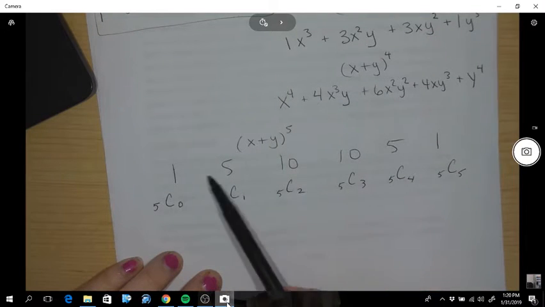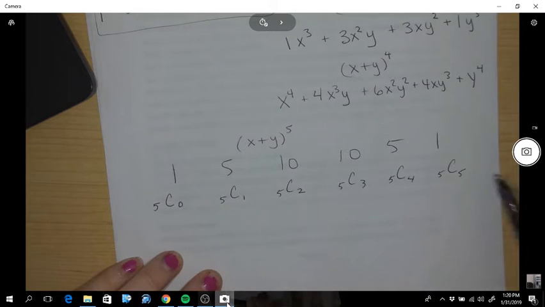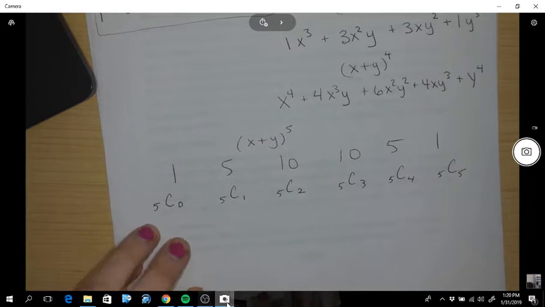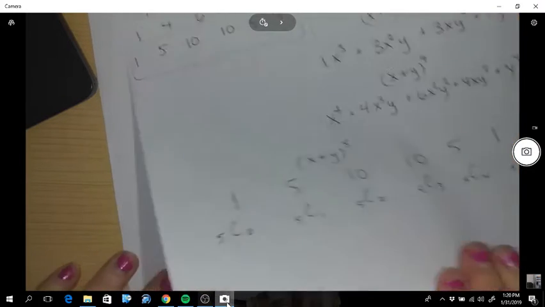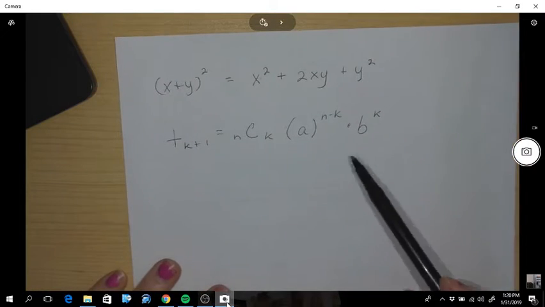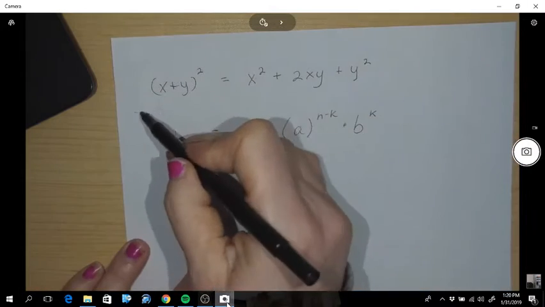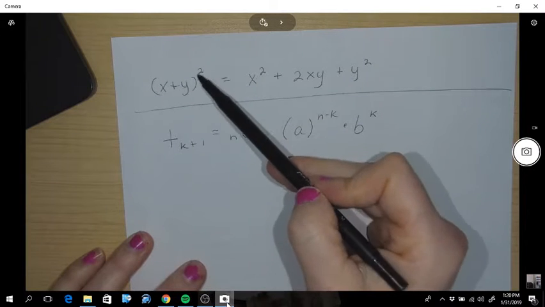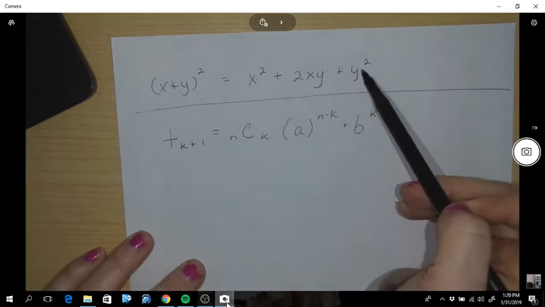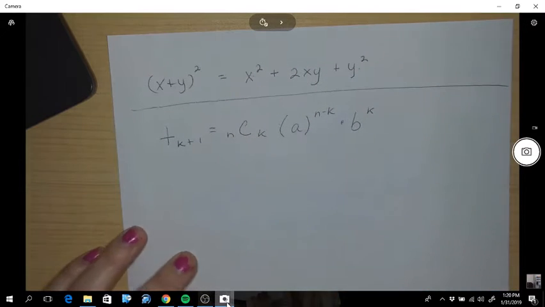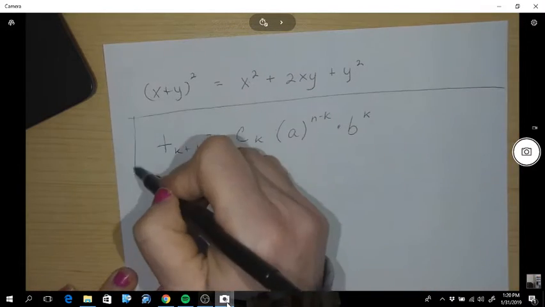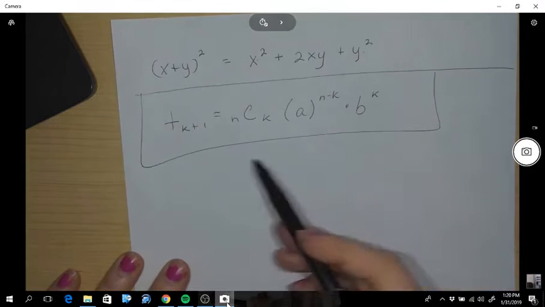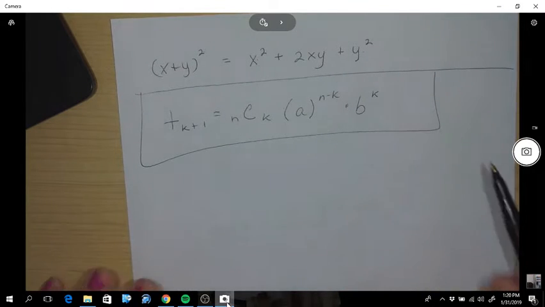Now you can see why there are 6 terms, because your combinations go from 0 to 5, which makes 6. So we are understanding that when we're doing a binomial, our terms end up 1 more than our exponent. We have this formula to find any term.